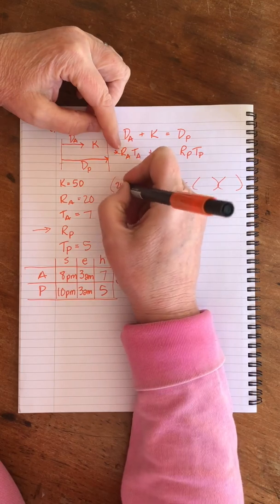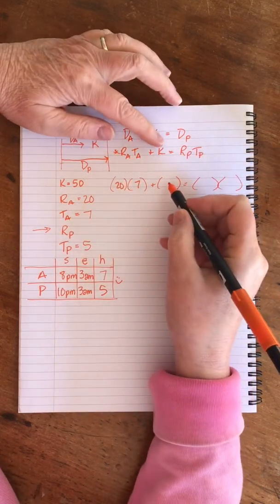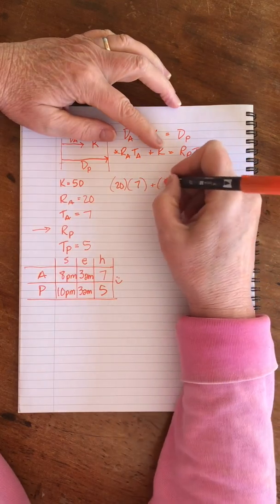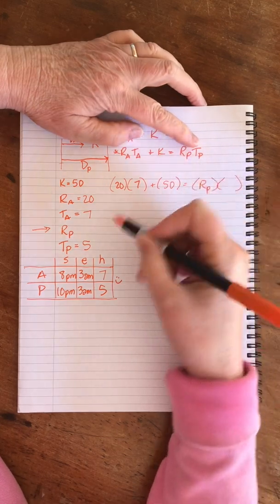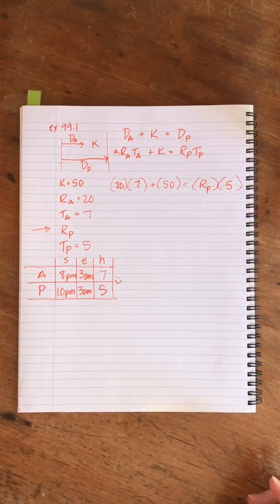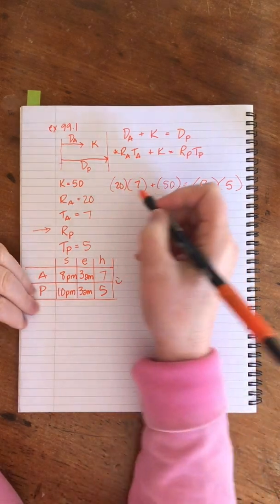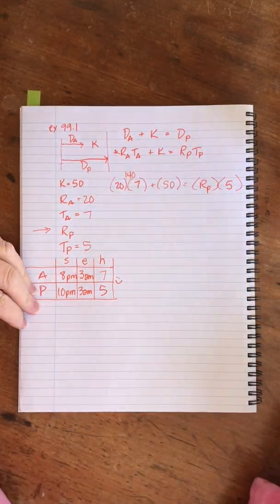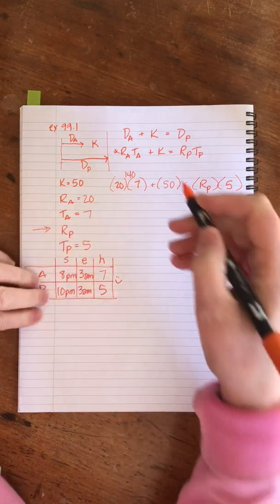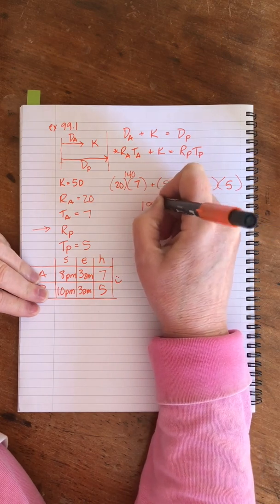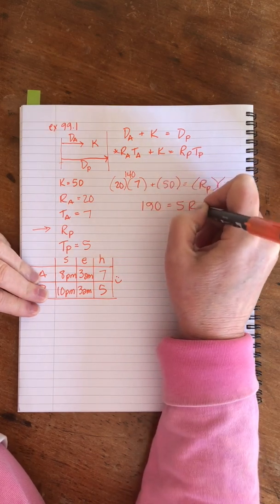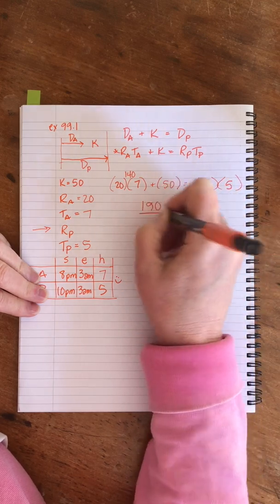All right, so I'm using these variables to guide me through my list. RA, 20. TA, 7. Plus K, 50. Equals RP, that's what we don't know, times TP, which is 5. Beautiful. Okay. Now I can simplify and get these numbers going. This I know is 140. I'm going to do that right away. Look, it's all numbers on the left. 140 plus 50 equals 190 equals 5 RP. And now we just divide by 5.